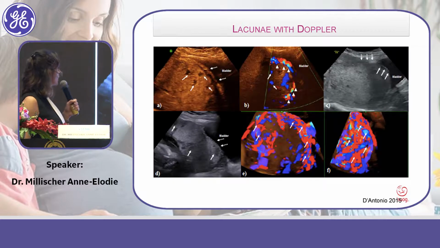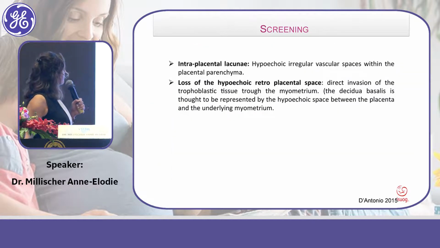And when you put Doppler, you can see that there's a lot of vascularization inside those lacunae. Và khi các bạn bỏ Doppler lên thì các bạn thấy các xoang mạch máu này bắt màu rất mạnh và rất là nhiều. You have other example of those lacunae, and you can see that there is some vessels which cross the inner part of the placenta perpendicularly, as you can see here.